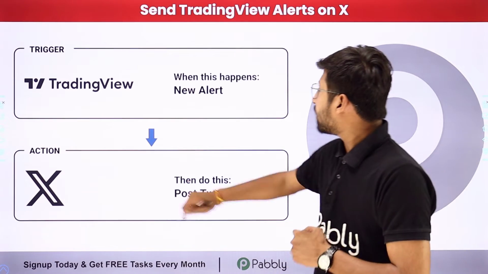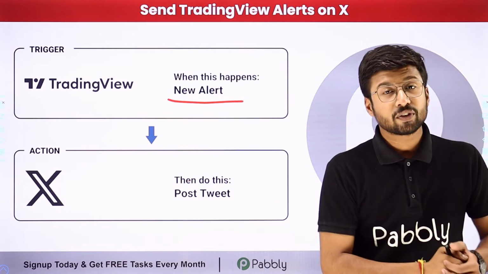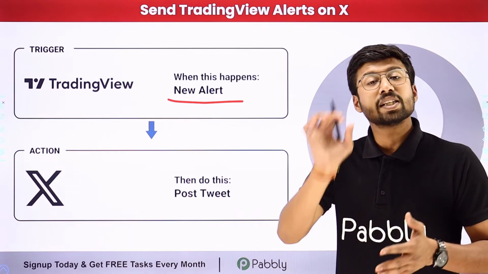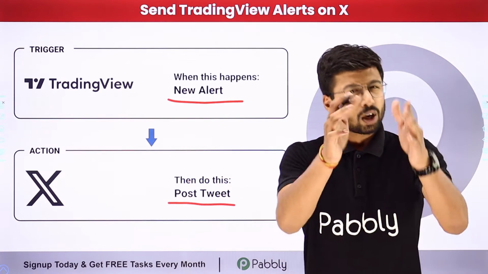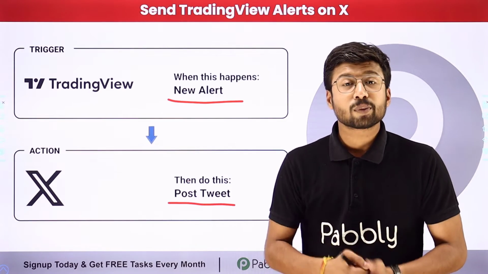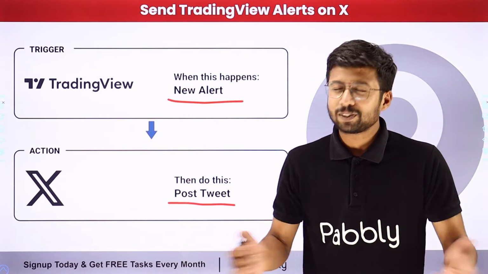So in this automation, whenever we receive a new alert message in TradingView, automatically with the same details, that exact same message will be posted as a tweet on X. Now, if you want to learn how you can set up this kind of automation, for that, you just have to come with me to my screen.